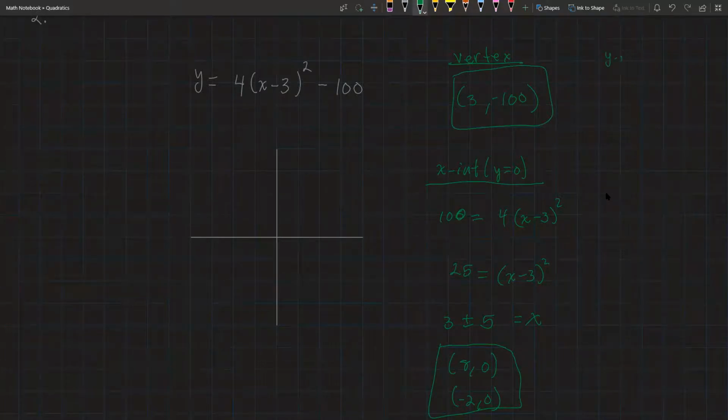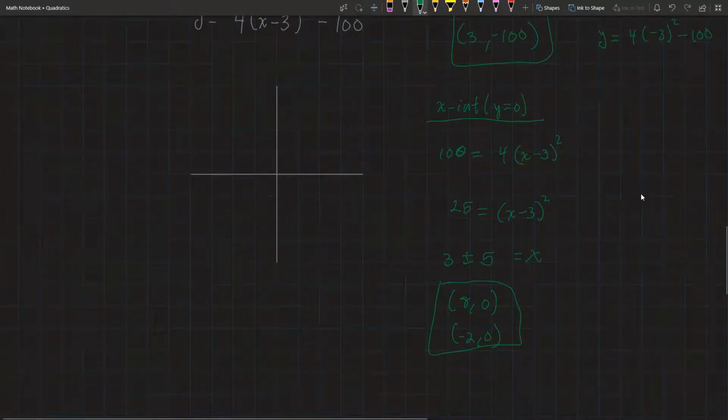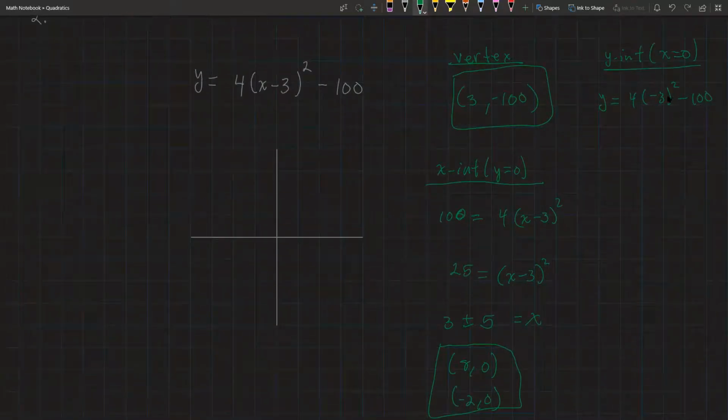Y-intercept occurs when, there we go, when x equals 0. So therefore we know the y-intercept is going to be 4 times negative 3 squared minus 100. And be very careful. I'm going to give you some time so that you simplify, but here's what I would suggest. Don't multiply these 2 numbers and then square. That's absolutely incorrect. You have to square what's inside first and then multiply by 4. So the x value is 0.